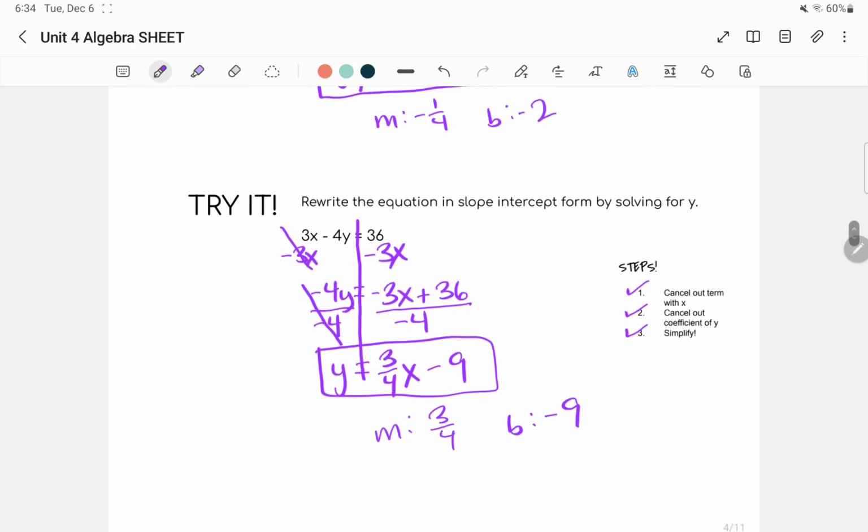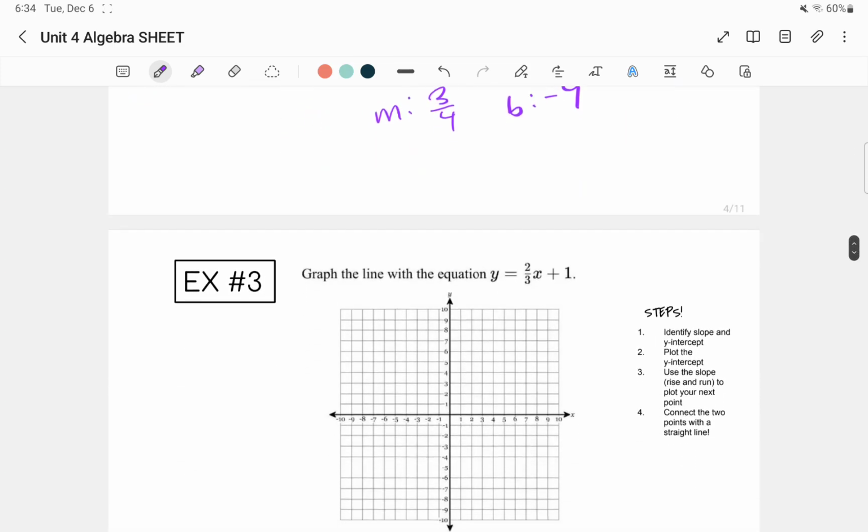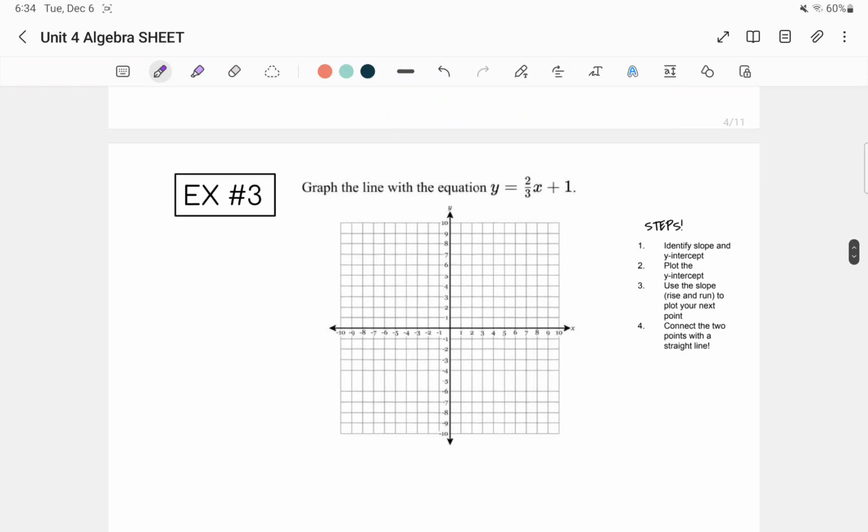Now we can go ahead and start graphing. Our last example is to graph the line with the equation y equals 2/3 x plus 1. It's actually very simple because now we've already identified our m and our b, and we use that in order to graph, and you'll see how. First, I go ahead and identify it. I'm going to write it over here. Our m is 2/3, and our b is positive 1.